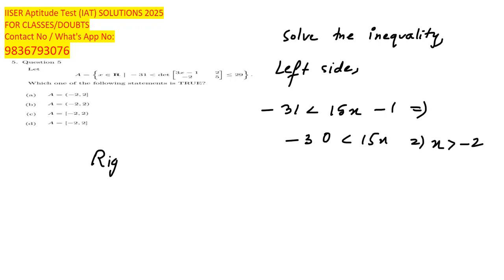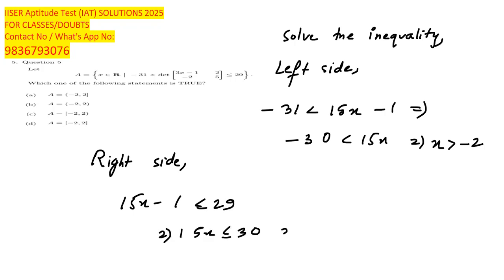Similarly, right side: 15x minus 1 less than 29, or 15x less than 30, x less than 2. So my answer is yes, my correct option is option A is the correct answer.